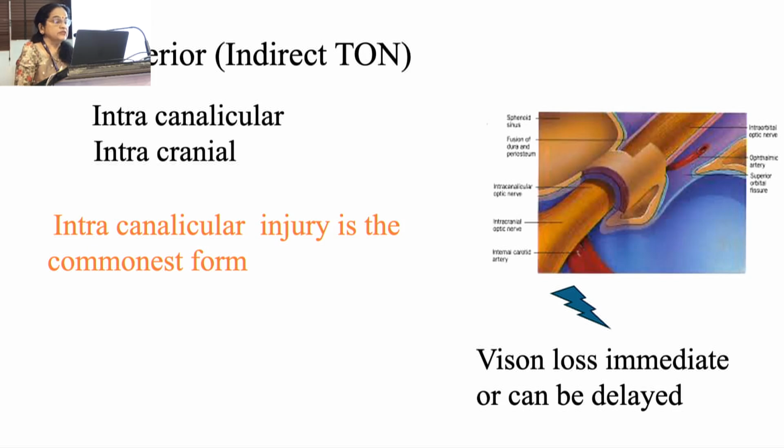There is no direct injury to the nerve; the injury is due to trauma to the temple or the forehead, and the pressure waves are transmitted posteriorly through the bony structure and concentrated around the optic canal, producing a shearing effect on the more fixed part of the optic nerve, that is the intracanalicular or the intracranial part. Here the vision loss can be immediate or delayed.